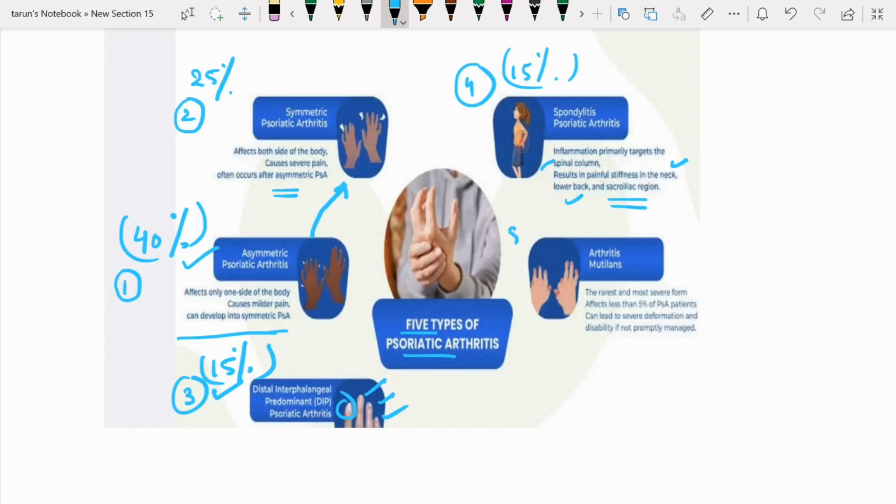Then we have arthritis mutilans, the rarest form, and it affects less than 5% of patients with psoriasis. It is the rarest and most severe form, and it can lead to severe deformities of the hands and feet. If it is not properly treated, deformities can occur in both hands and feet. So these are the types of psoriatic arthritis.